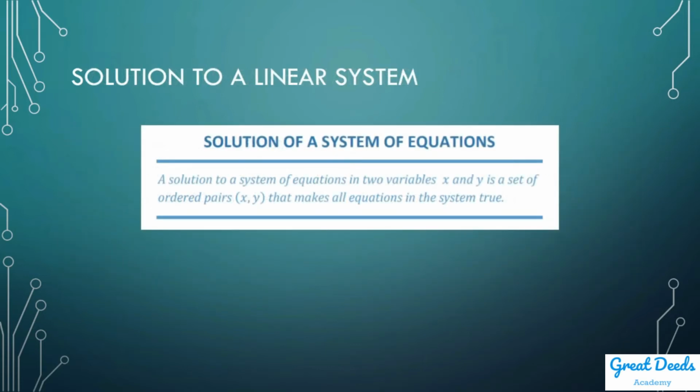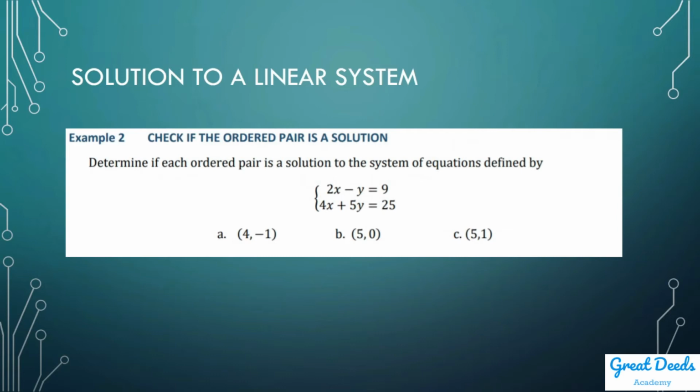Solution of a system of equations. A solution to a system of equations in two variables x and y is a set of ordered pairs x and y that makes all equations in the system true. Example number 2. Check if the ordered pair is a solution to our linear system.